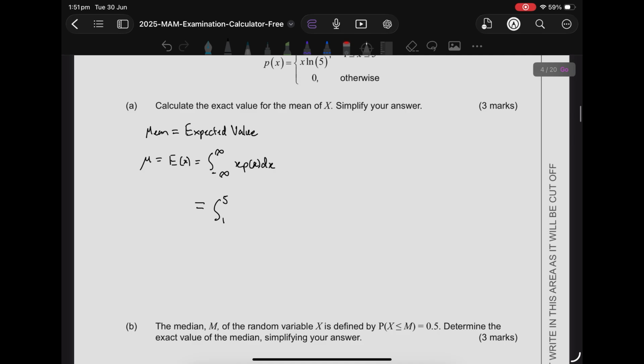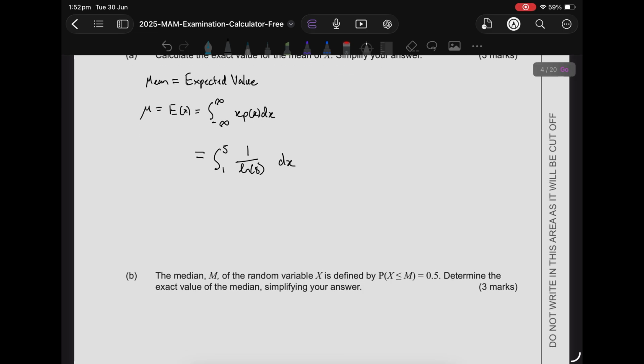All we have to do now is sub these values in. We end up with the integral from 1 to 5 of x times 1 over x ln 5 dx. Notice here that you can cross out the x's, and we're able to simplify our function to 1 over ln 5. Note that 1 over ln 5 is a constant, and thus the integral of any constant is just that constant times x. So we'll end up with x over ln of 5 from 5 to 1.